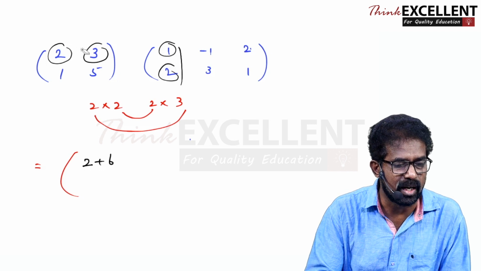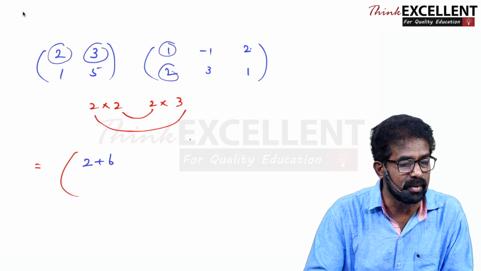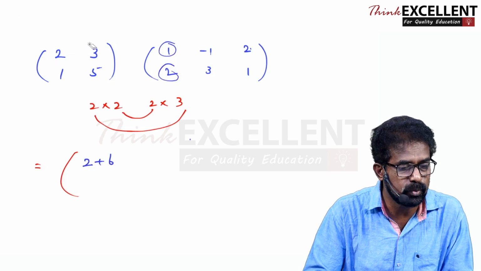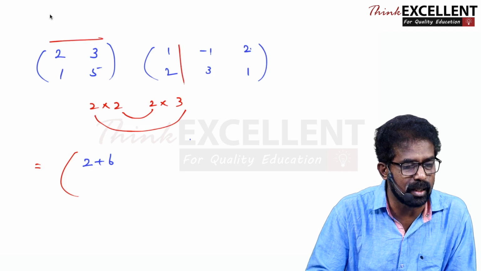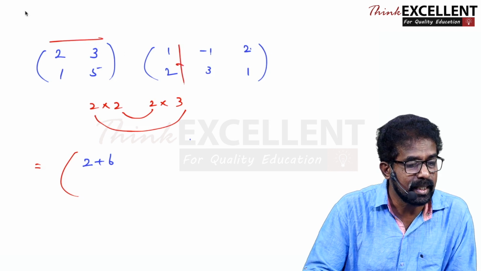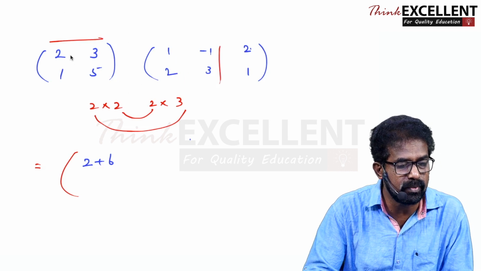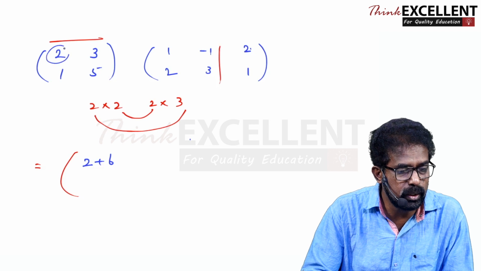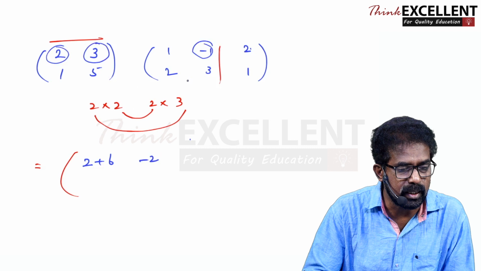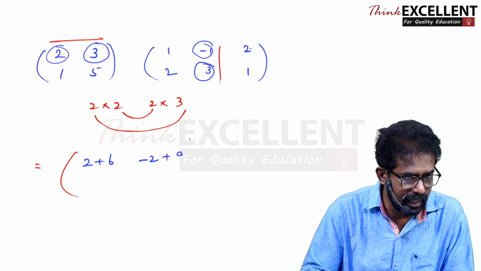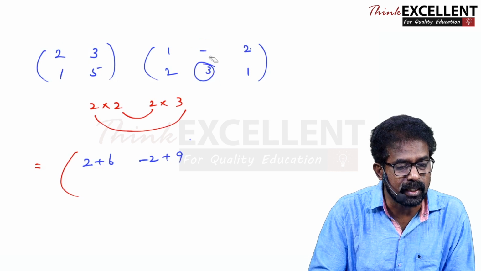First row, first column. Now, next what you do? First row, second column you take. What we did first? First row, first column, right? Now, first row, second column you do. Same type multiplication. So what we mean by that? 2 into minus 1 is minus 2. 3 into 3. 3 3s are 9, right? So first row, first column, then first row, second column.